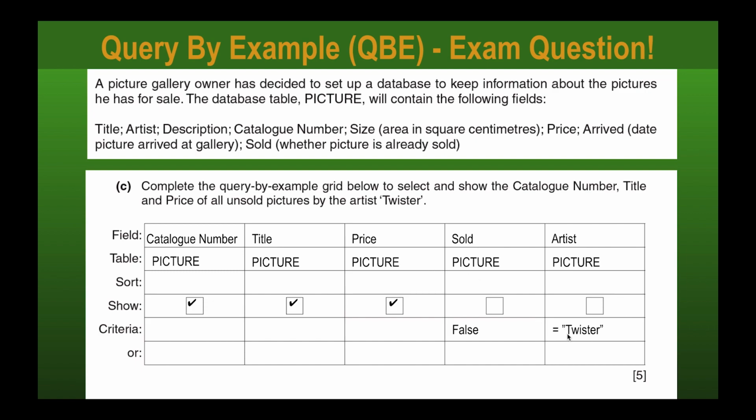Now notice that I've put these on the same line because it's unsold pictures by the artist Twister. So both conditions are true. So it has to be by Twister and not sold. If I put Twister down here, then it would produce any of the ones that are not sold or ones that are by Twister. So I could get Twister items that were sold. Quality marks just achieved on this question.